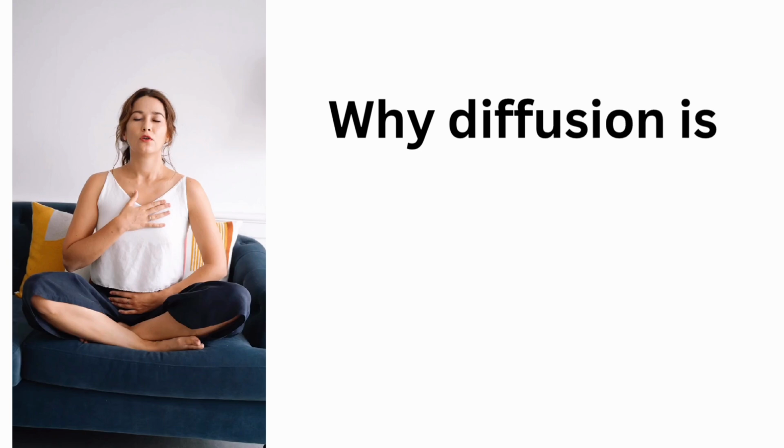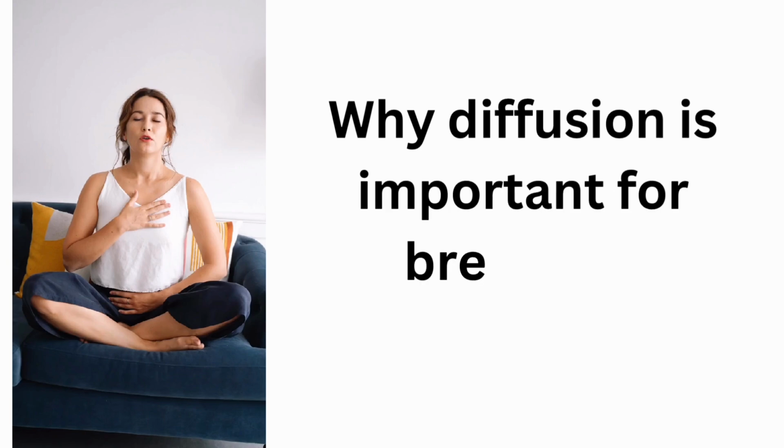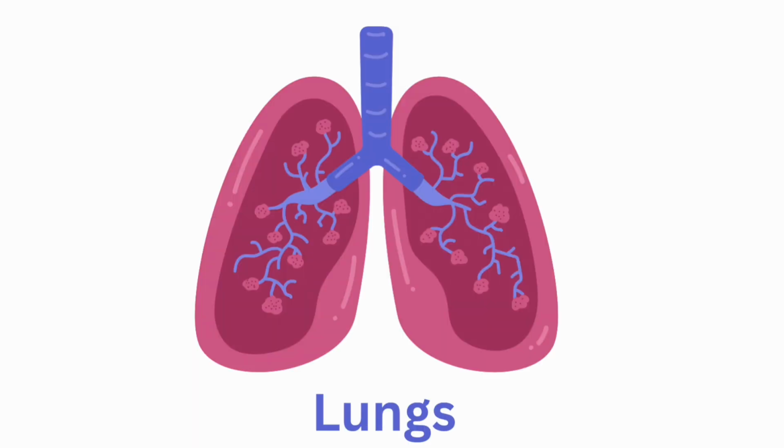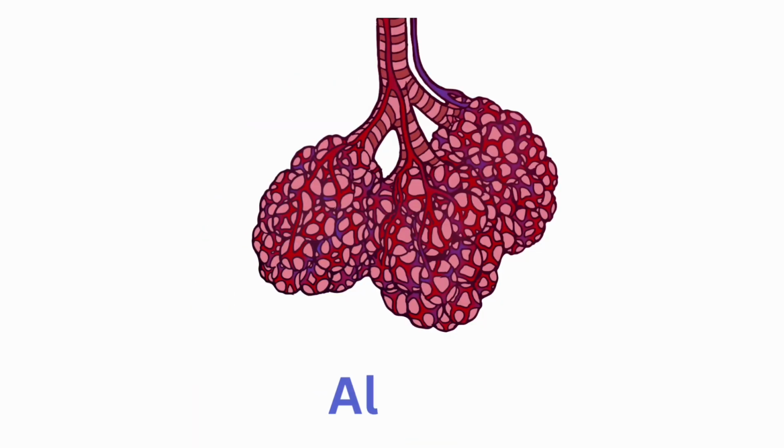Now that we've recapped diffusion, we'll spend the rest of this video focusing on why diffusion is important for breathing. So we'll recap what our lungs look like, and we'll look at the alveoli, which are the little air sacs inside the lungs where diffusion happens.